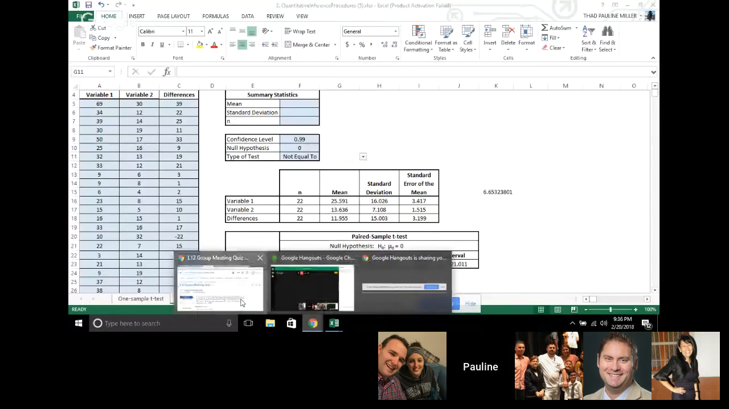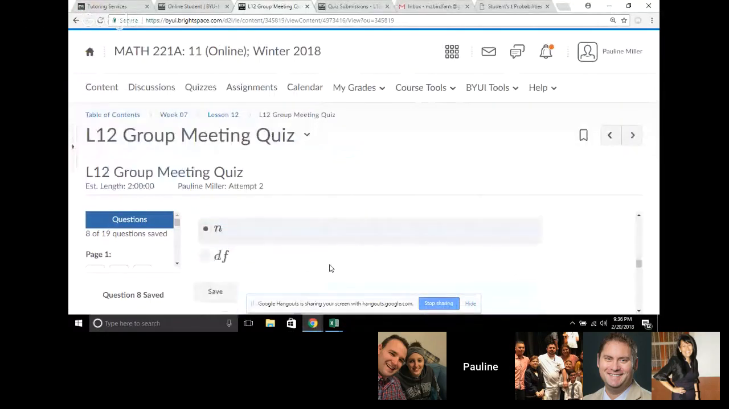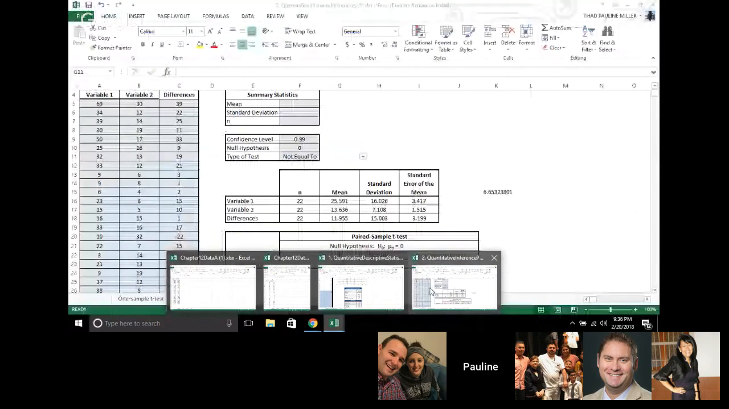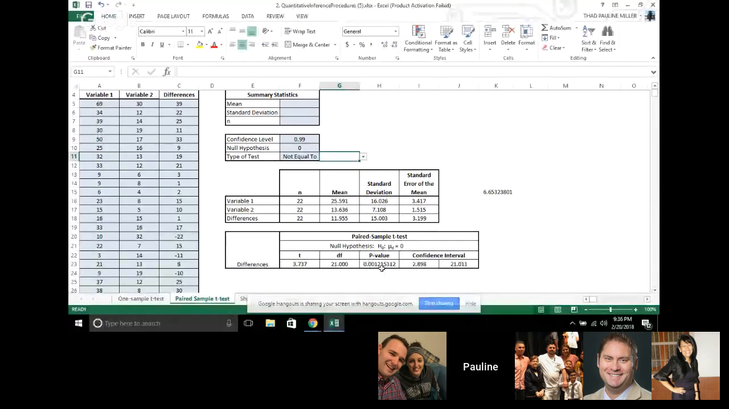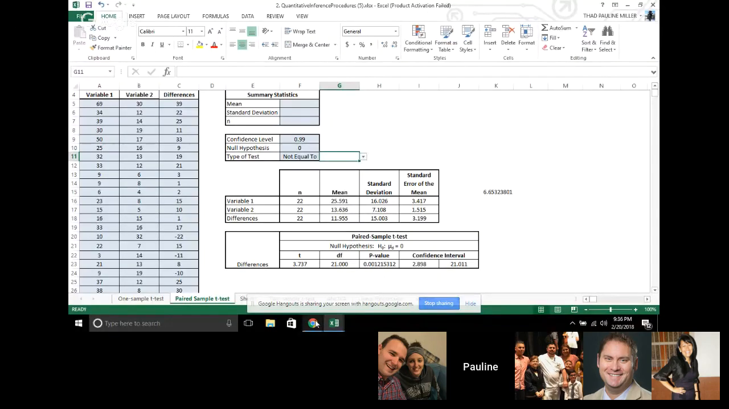So number 9 was that the sample size is bigger, and then they want to know what the p-value is. And that's right here, this one. 0.001.